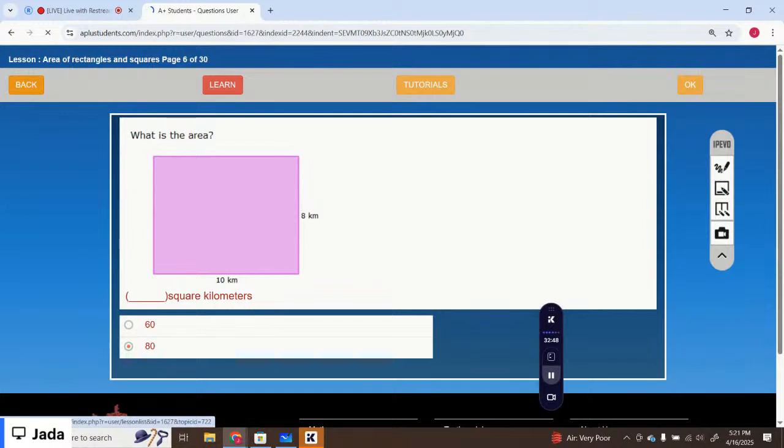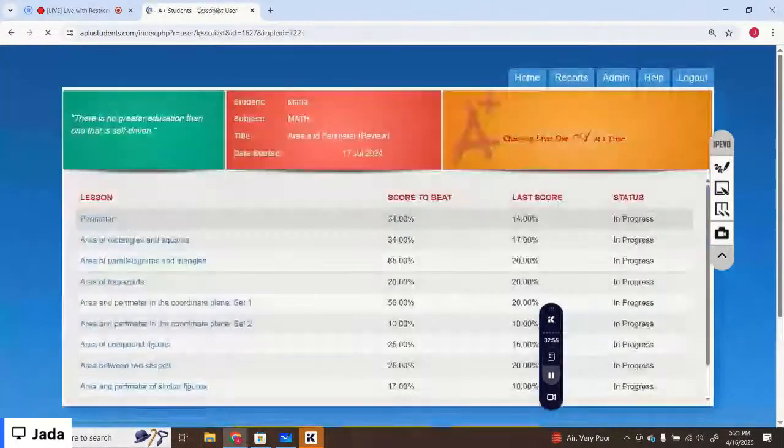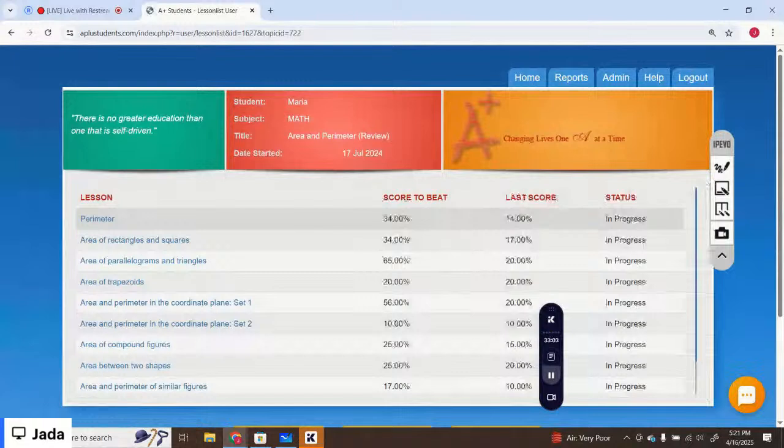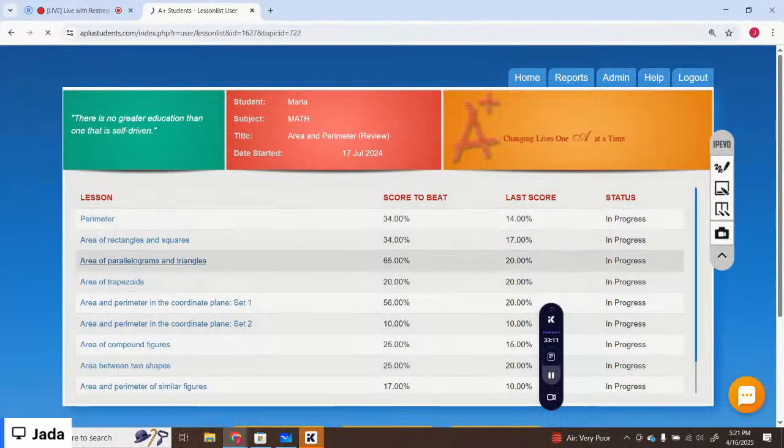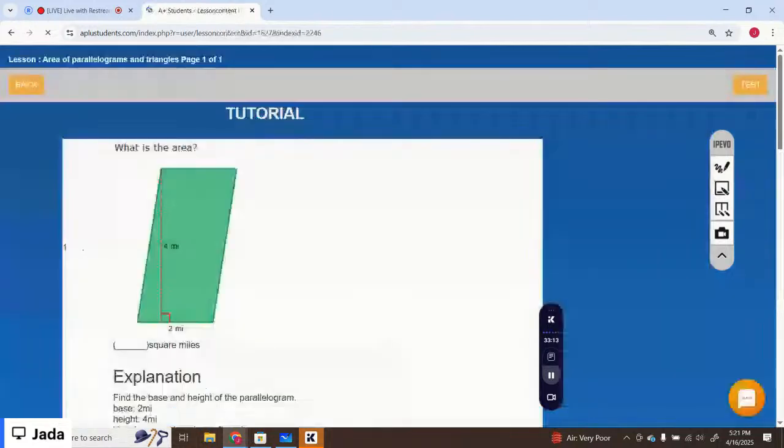kilometers. Okay, you can complete the lesson by yourself every day. Let me just move to next lesson. Area of parallelogram and triangle.